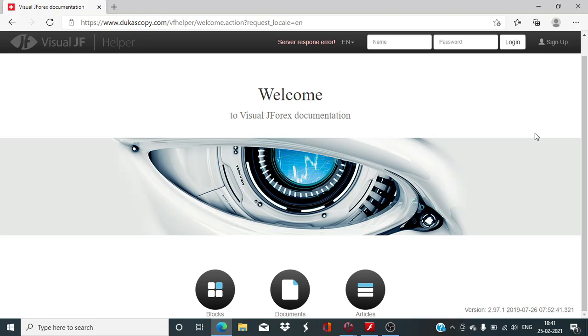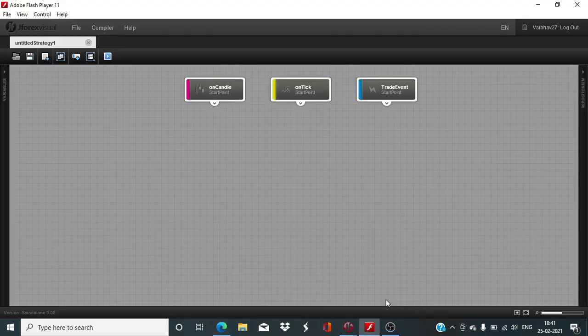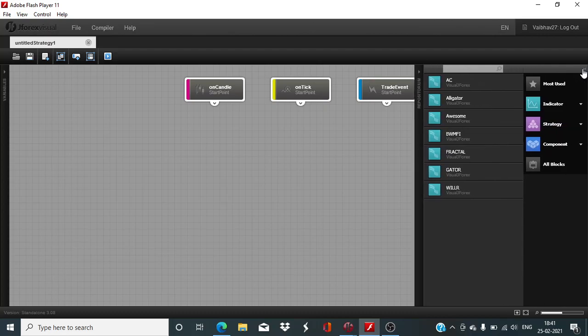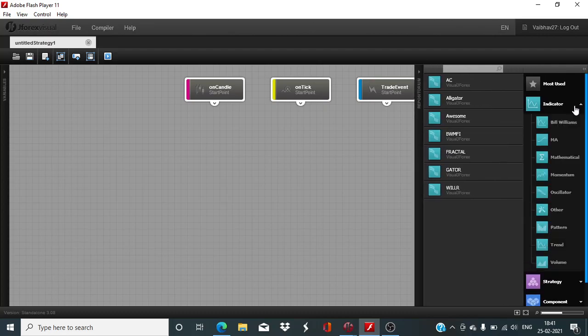In today's session of Visual JForex, I will be starting afresh for the algorithm development demonstration using the indicator named TSF, which stands for Time Series Forecast. This is an indicator which we can utilize to detect the trend for the underlying instrument, and with the help of it, we can make trades in the direction of the trend. We head to the Visual JForex board, which has been developed by the Dukascopy Bank SA.